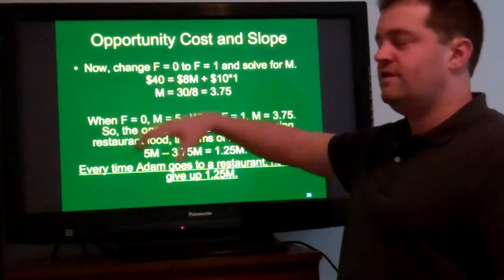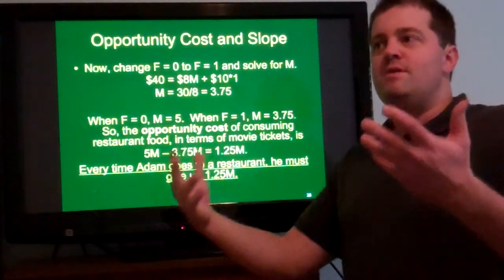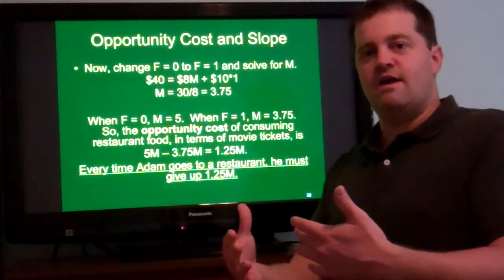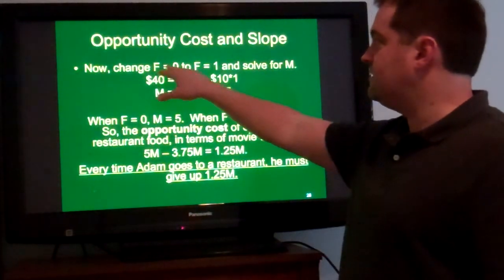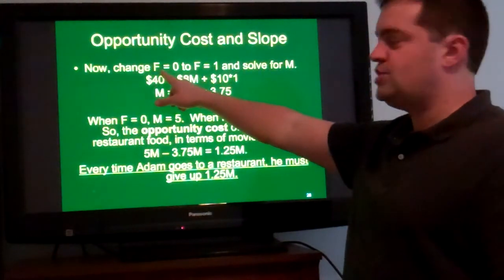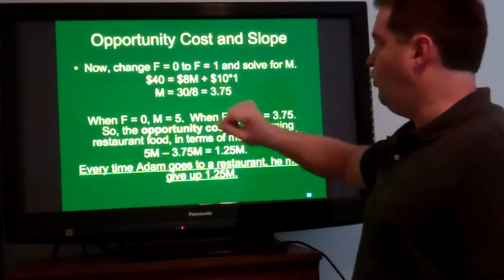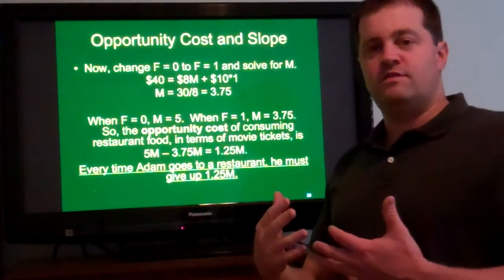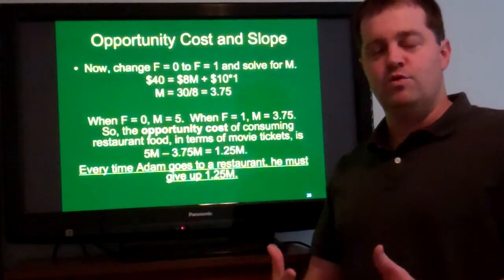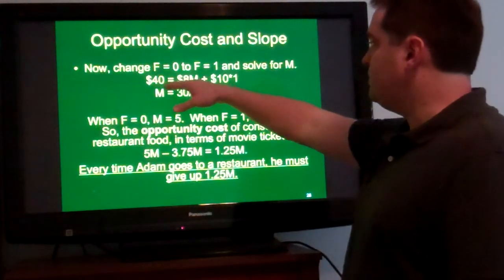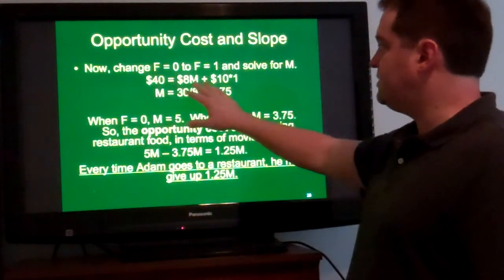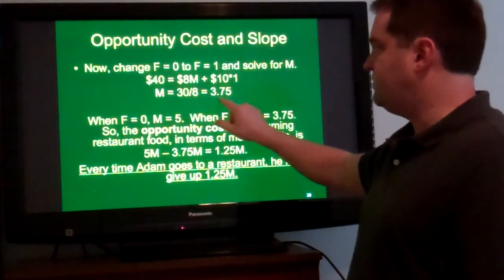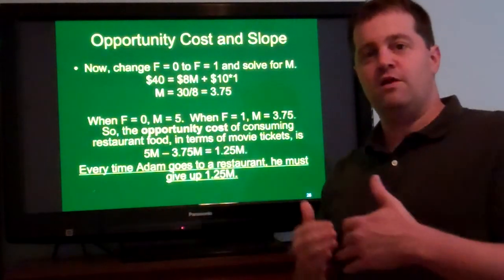And now what I'm going to do is ask, how many movies is he going to have to give up in order to get that 1 unit of food? So we're going to change f from 0 to 1. And then we're going to ponder how that changes his allocation of movie attendance. When we solve out his budget constraint where f equals 1, we see that m falls to 3.75. So let's compare those two worlds.